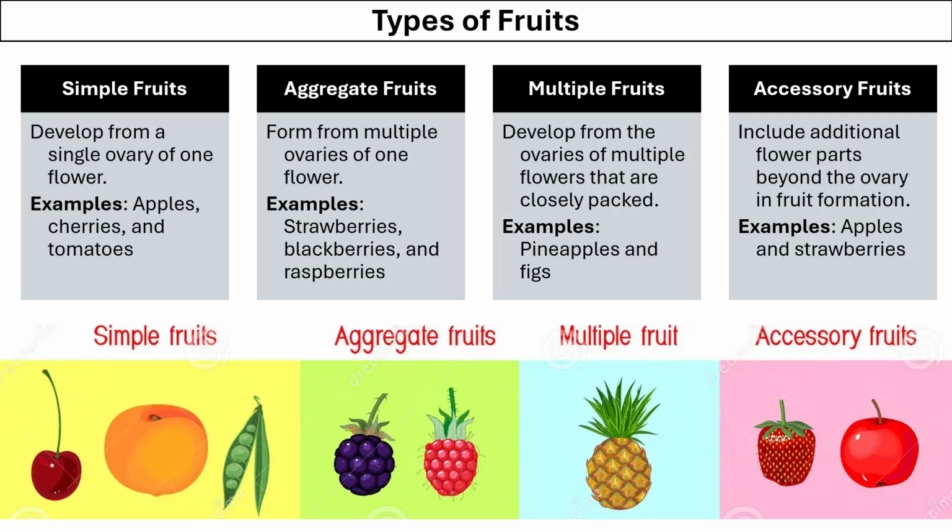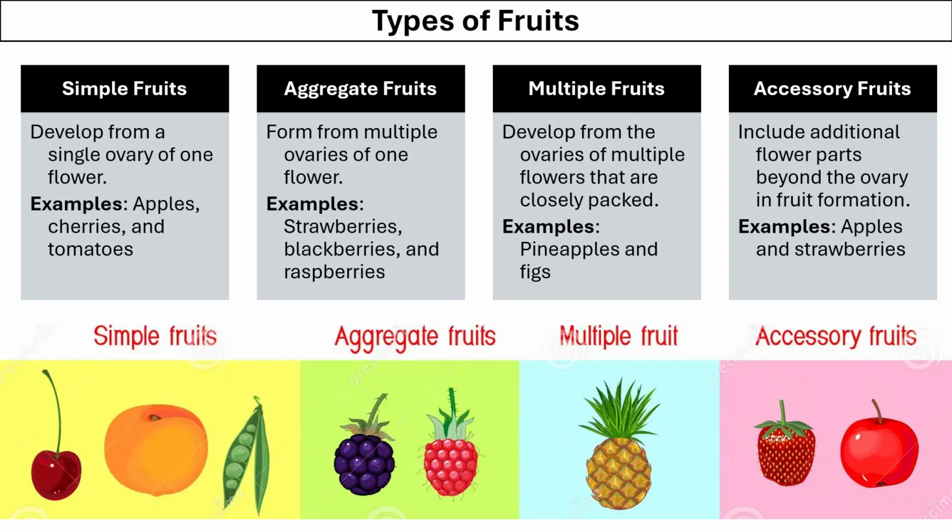There are different kinds of fruits in the angiosperm plants. First kind are simple fruits, which develop from a single ovary of one flower. The examples are apple, cherries, or tomatoes. Aggregate fruits are formed from multiple ovaries in one flower, such as strawberries, blackberries, and raspberries.